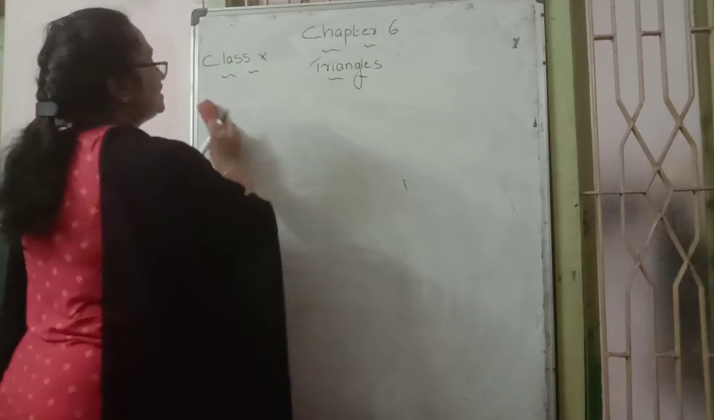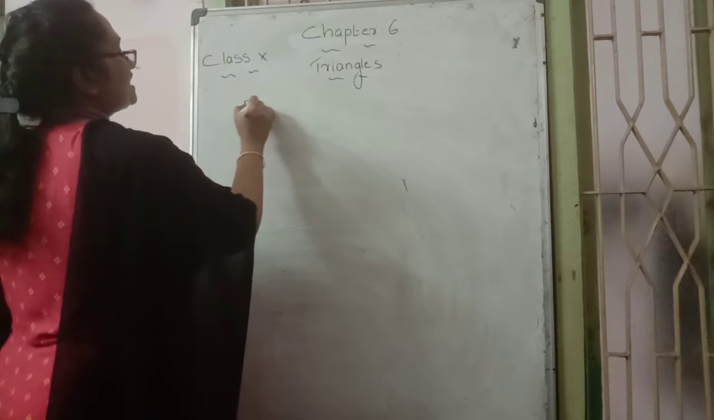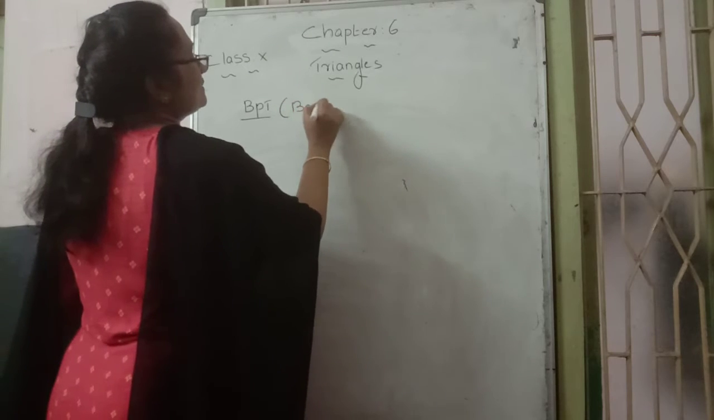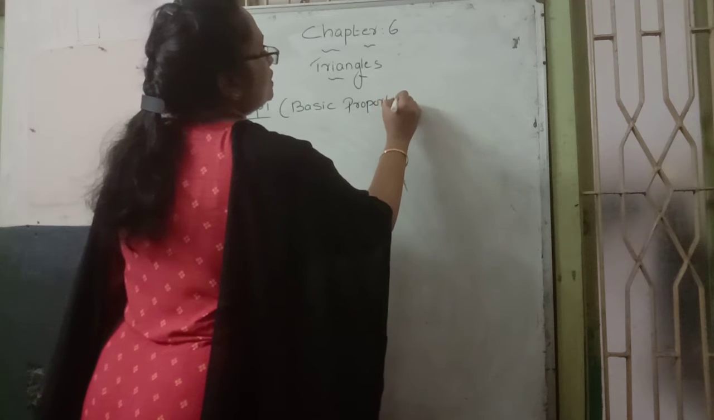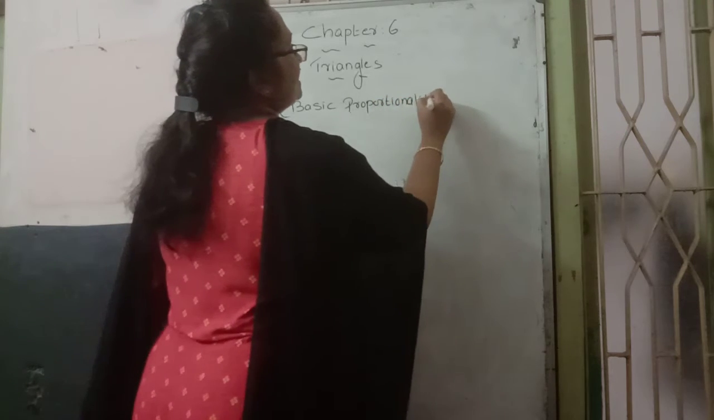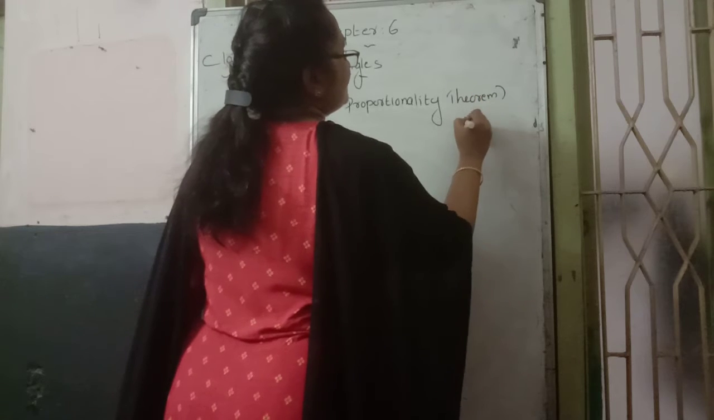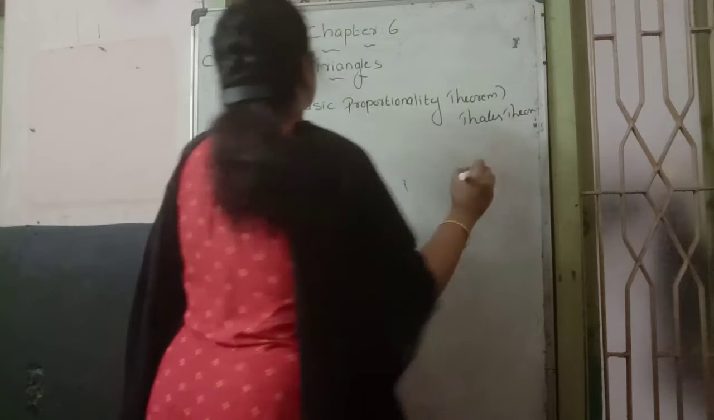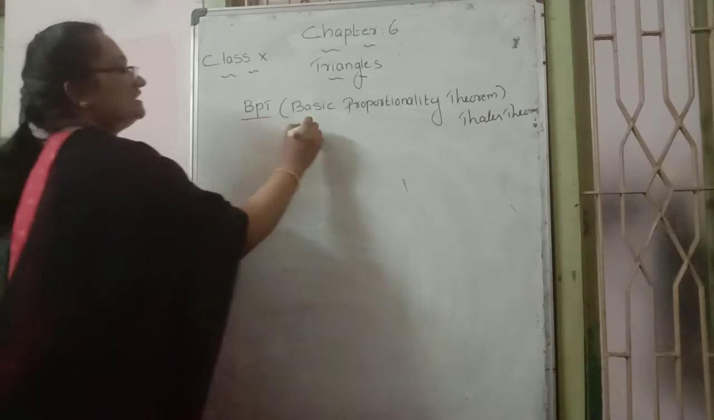Here, first we learn about the first theorem, the BPT theorem. BPT means Basic Proportionality Theorem, or another name is Thales theorem. We learn the Basic Proportionality Theorem or Thales theorem first.